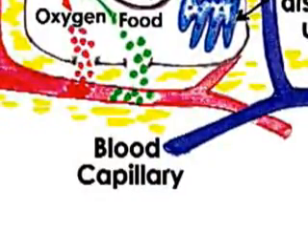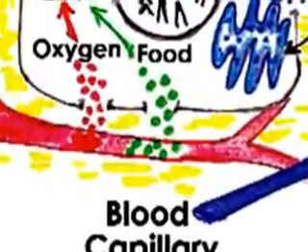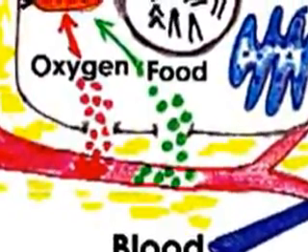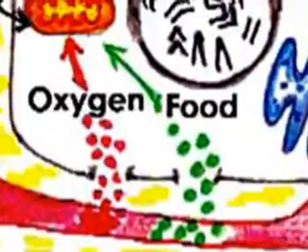Look at how close they are to the cells. This is to allow them to easily supply the food and oxygen and get rid of the waste. The walls of the capillaries are extremely thin. The tiny bits of digested food and the molecules of oxygen pass straight through the walls of the capillary and into the cell.